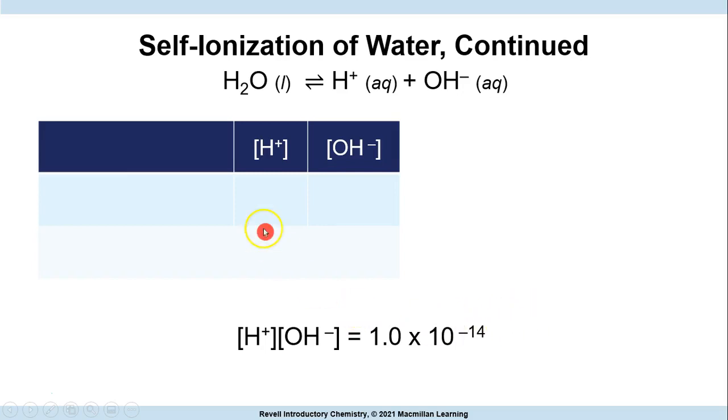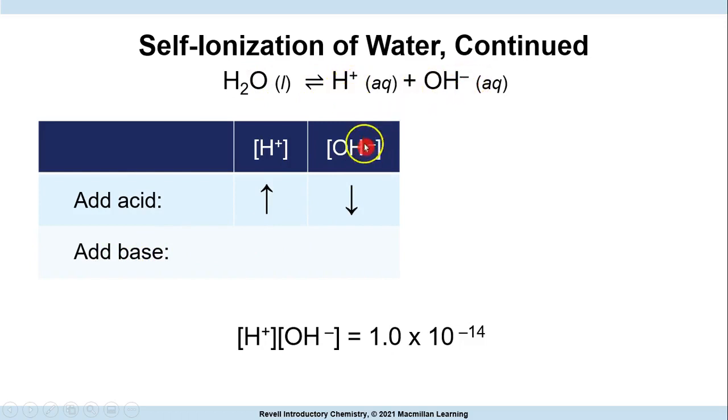Now, if we add acid to water, remember, acid ionizes in water. What will happen is that there will be an increase in the hydrogen ion concentration and a decrease in the hydroxide ion concentration. Now, if we add a base to water, remember, water would dissociate to give us the acid and the base.